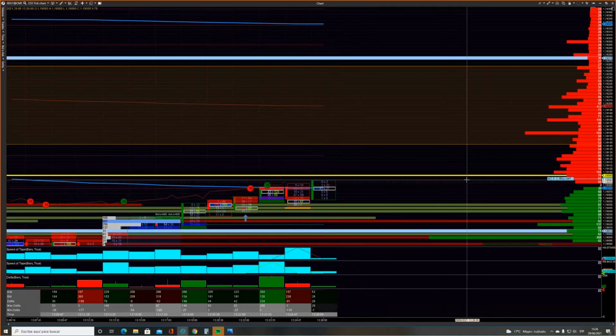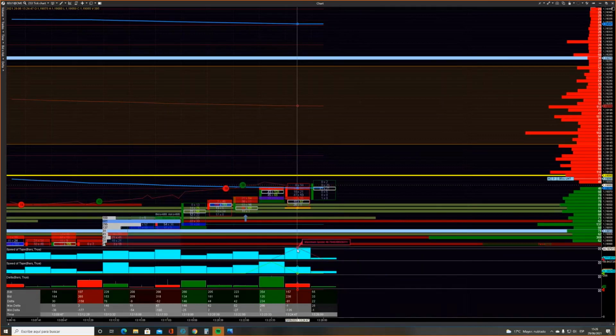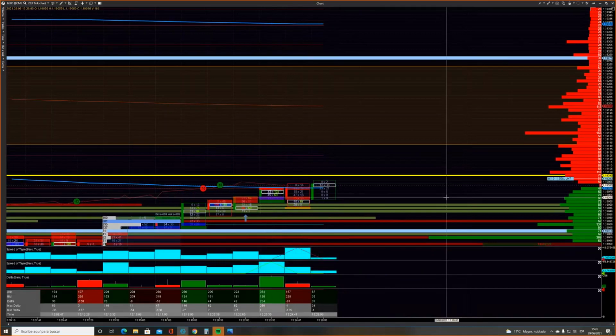There it is, just 1 tick. We can see the speed here on the tape is 48 against the upside, 56. That's how fast the market orders are being executed for one side or the other, for the sellers and the buyers. That's interesting when you're looking at this type of movement.